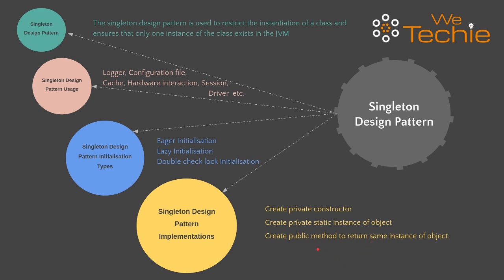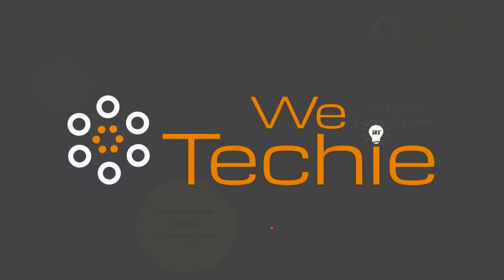So these are the few points we should take care of while writing the singleton design pattern. Now this is the graphical representation discussion. Now let's get started with the backend code.